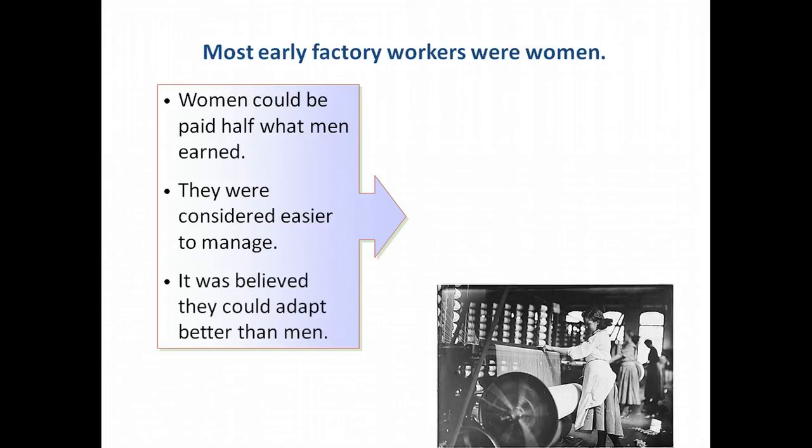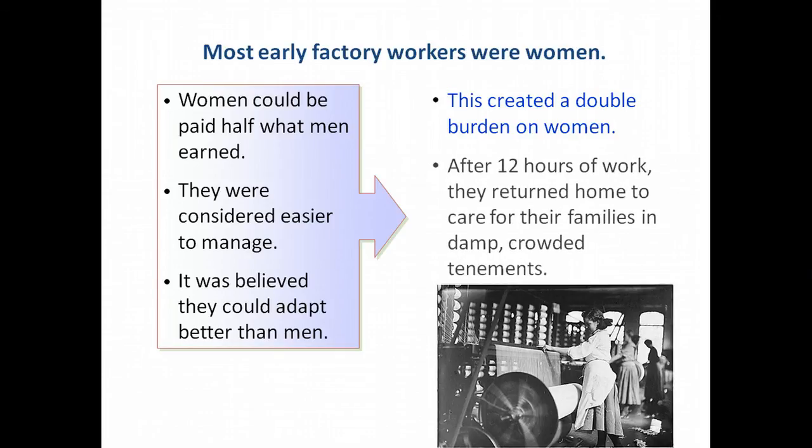It was believed that in this factory setting, in this very rigid setting, that women would be better able to adapt to the structure than men. And this was doubly difficult for women because after working a full day in the factory, 12 plus hours, oftentimes they had to go home and take care of their family, especially if they had children or multiple children in these horrific conditions in the home, in the tenements. So doubly difficult for women during this time period.